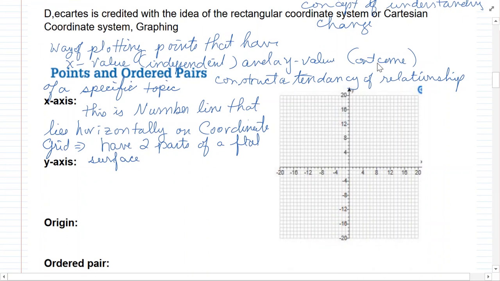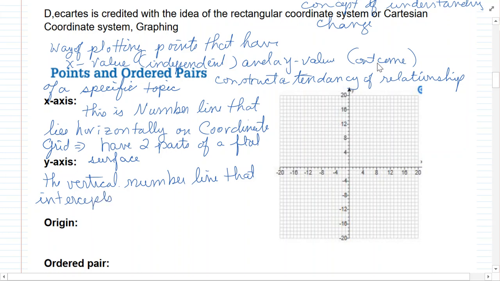All right. So then we talk about the y-axis. It's the vertical number line that intersects the x-axis at a 90-degree angle, creating four parts or quadrants. We call them quadrants.